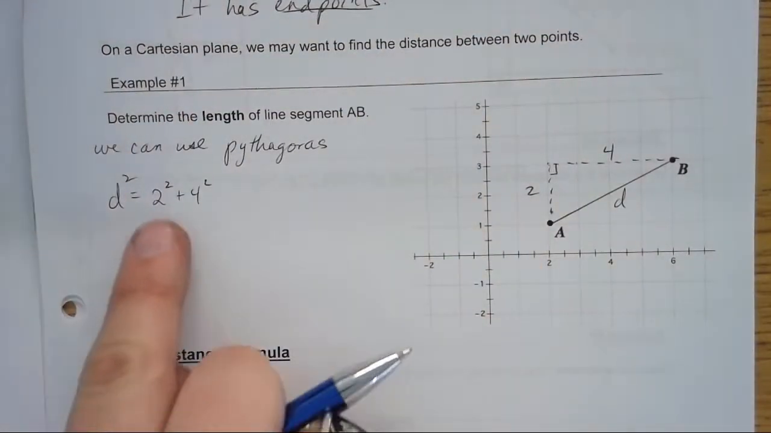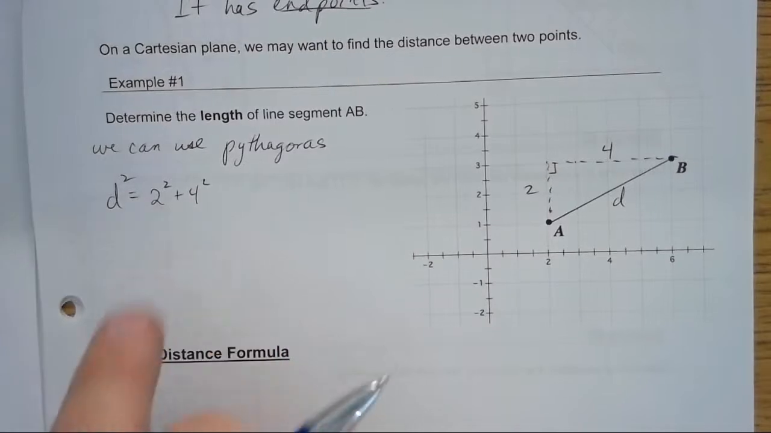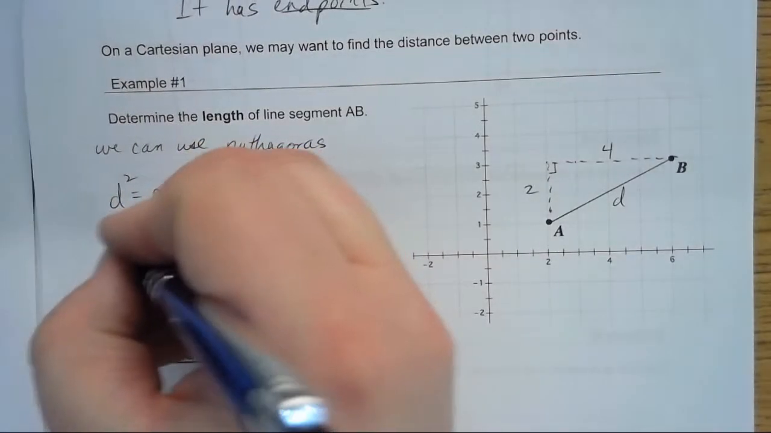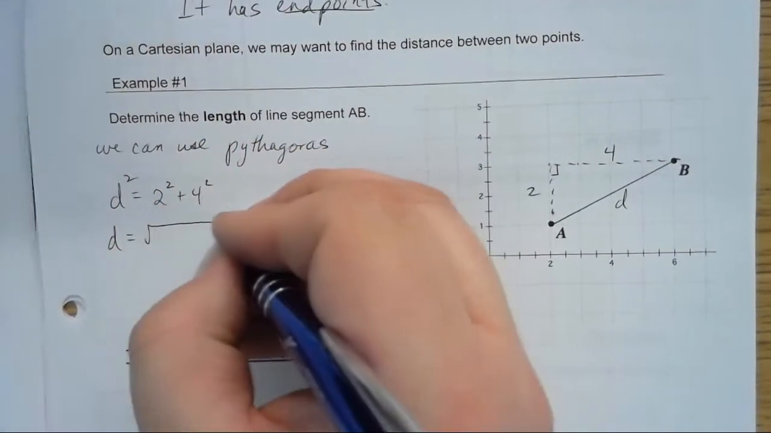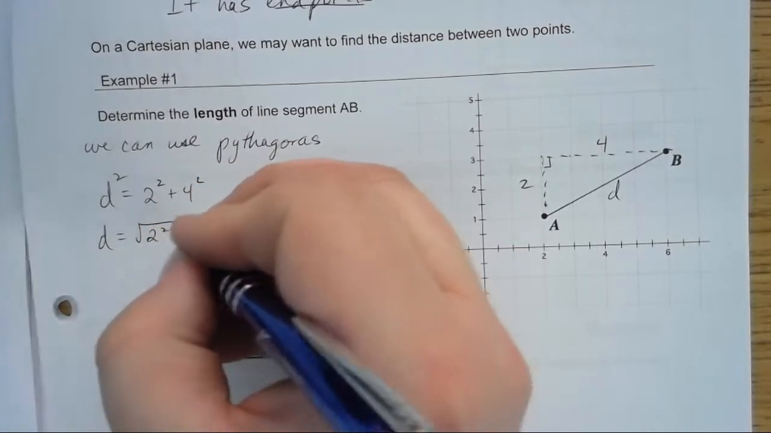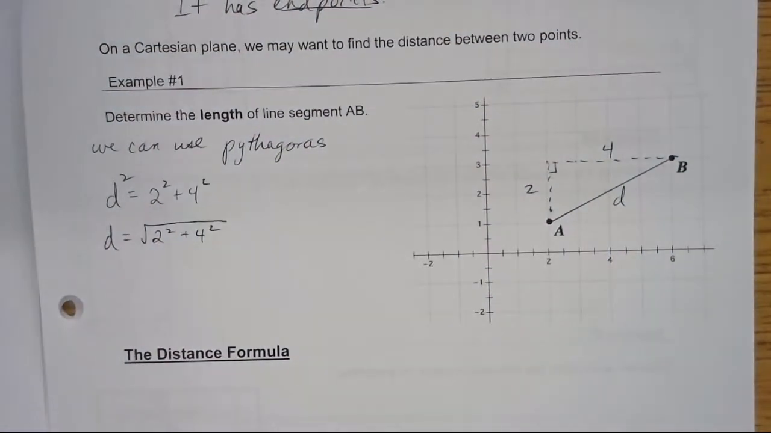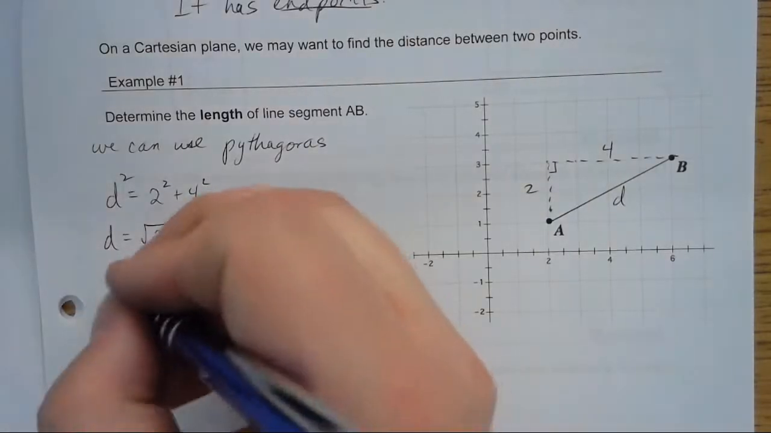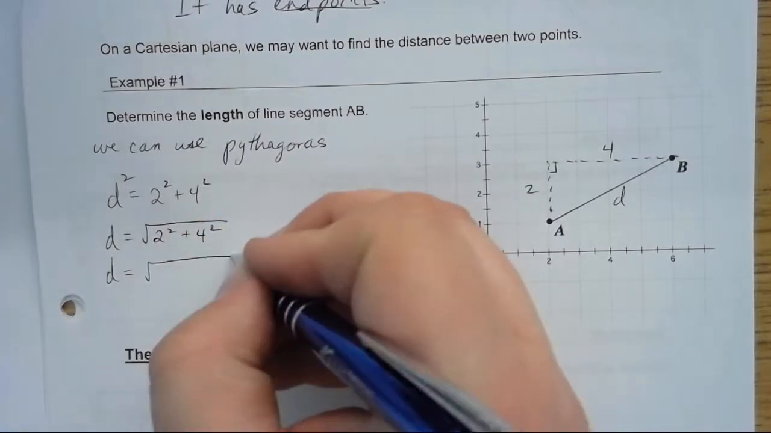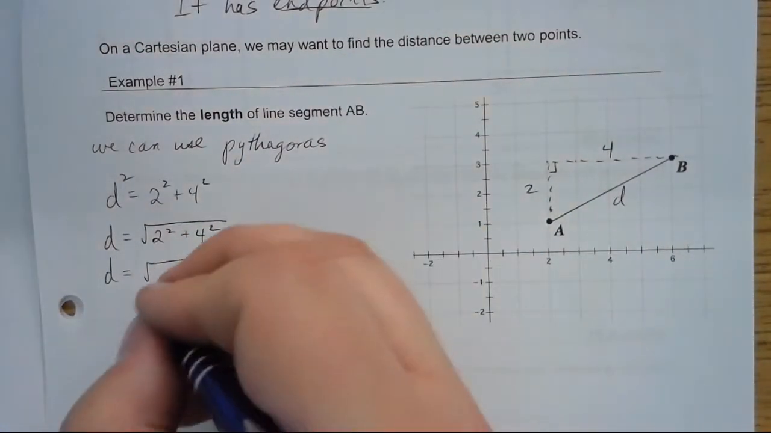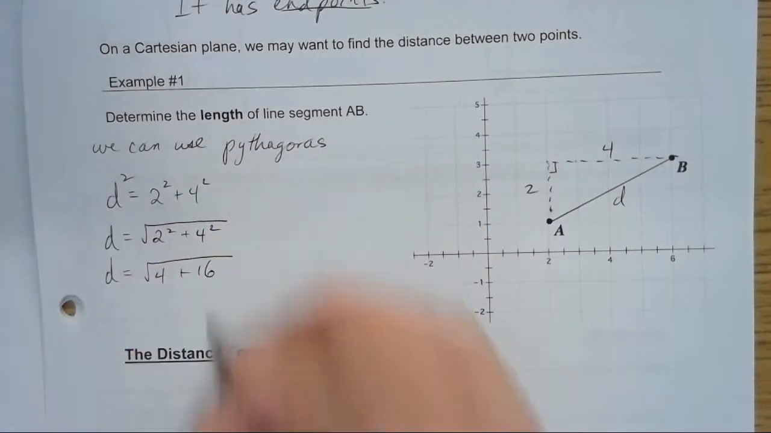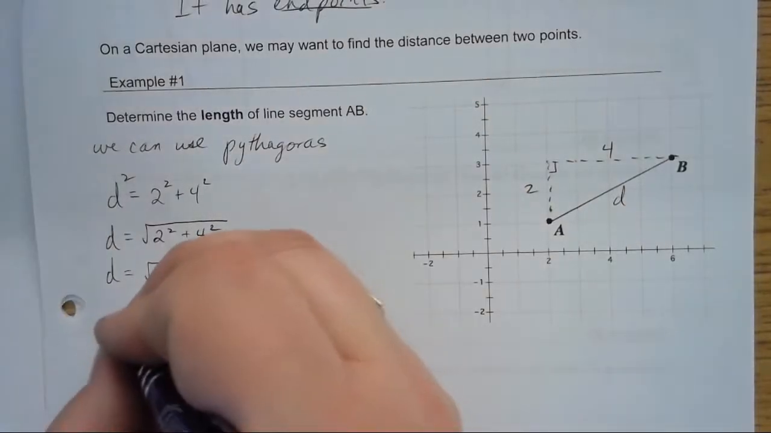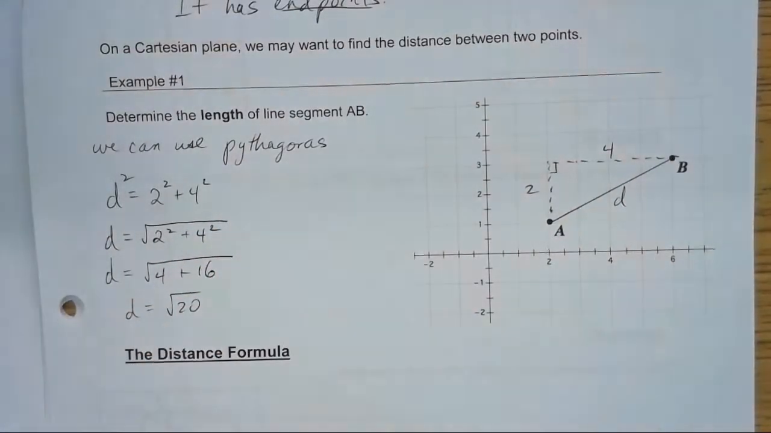Now, normally, back in grade 8, you learned to square those numbers and figure them out first. But suppose I wanted to do it in a different order. Suppose I wanted to make it look like that. Why? Because I like the way that looks. Distance is the square root of whatever 2 squared plus 4 squared is. All right? So distance is the square root of 4 plus 16, right? So my distance is the square root of 20.